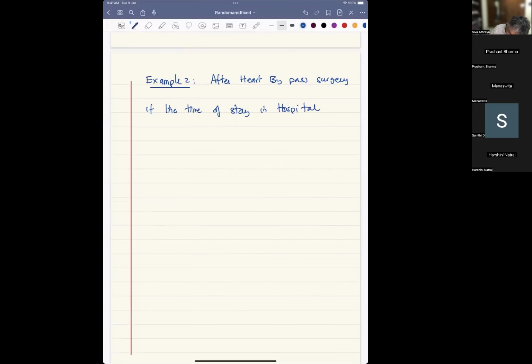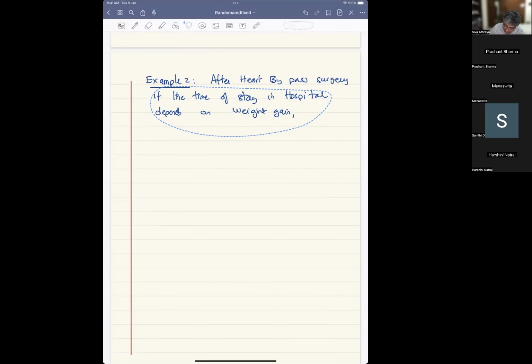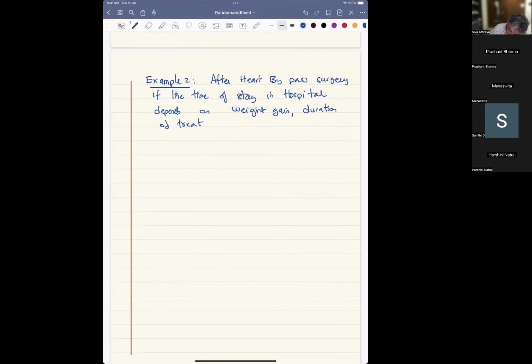So it depends on, let's say, weight gain, and let's say they were having treatment before, so heart bypass doesn't come immediately. You get treated before that with normal medication. So let's say weight gain, and then duration of treatment before the surgery, right? And then the number of days in the hospital is what you want to understand.